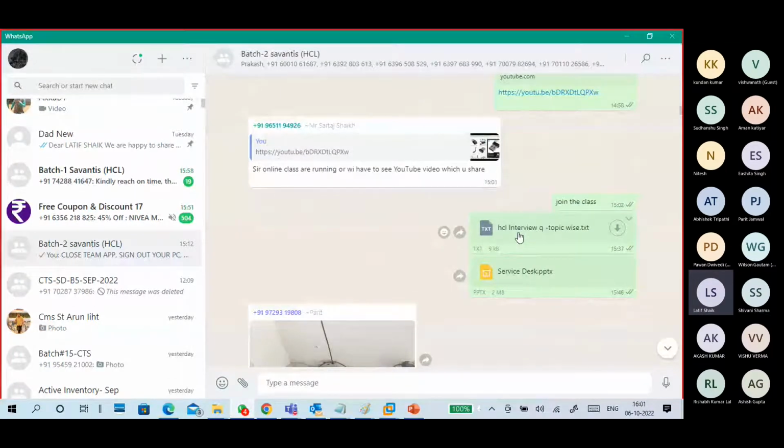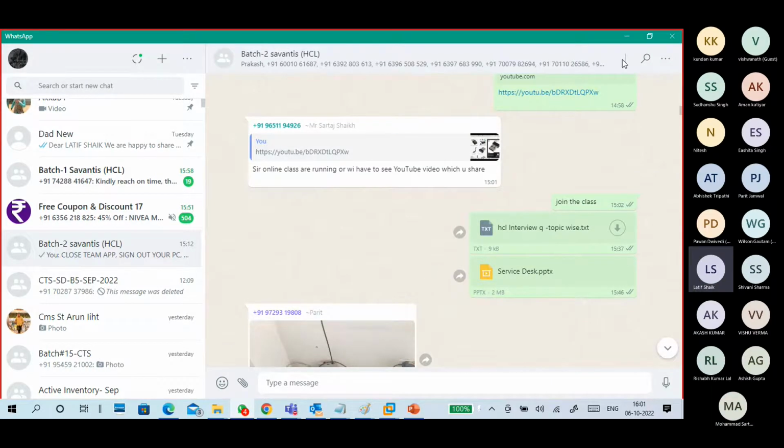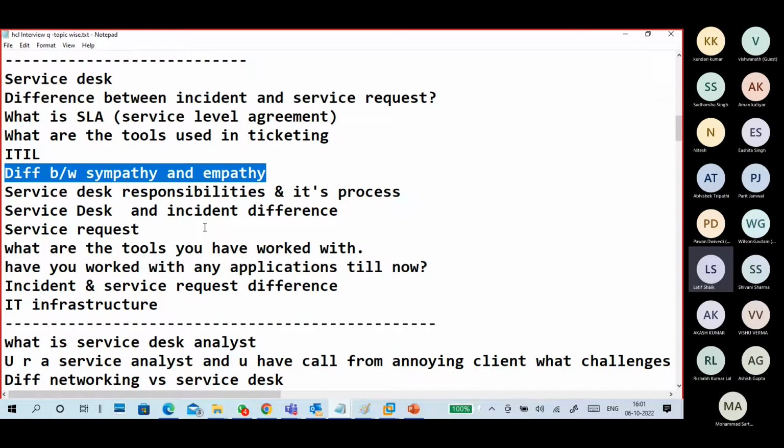Can you see? This is your interview questions text page. This is your service desk PPT, which was prepared by Sai sir only. There we can find certain questions and answers. Please go through it. If you don't get it, or even if you do, if you want, I will give you one small review later.